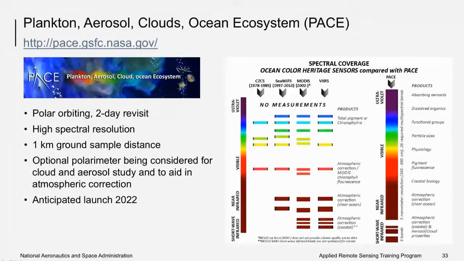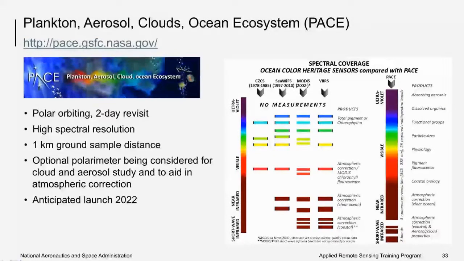The newest ocean color satellite sensor under development at NASA is the Ocean Color Imager on the Plankton Aerosol Clouds Ocean Ecosystems, or PACE satellite. This will be a polar orbiting sensor with a 2-day revisit and 1 kilometer ground sample distance. The imagery will collect observations at high spectral resolution.